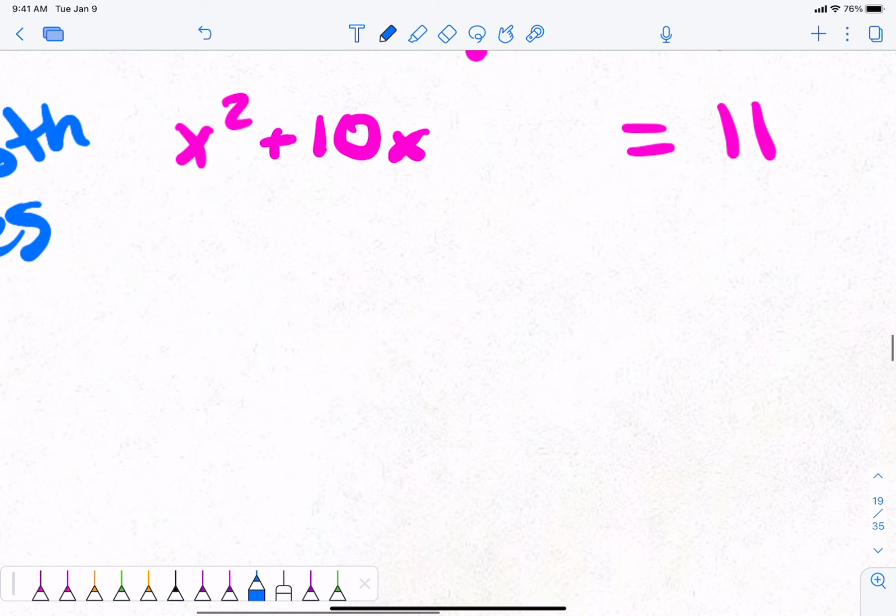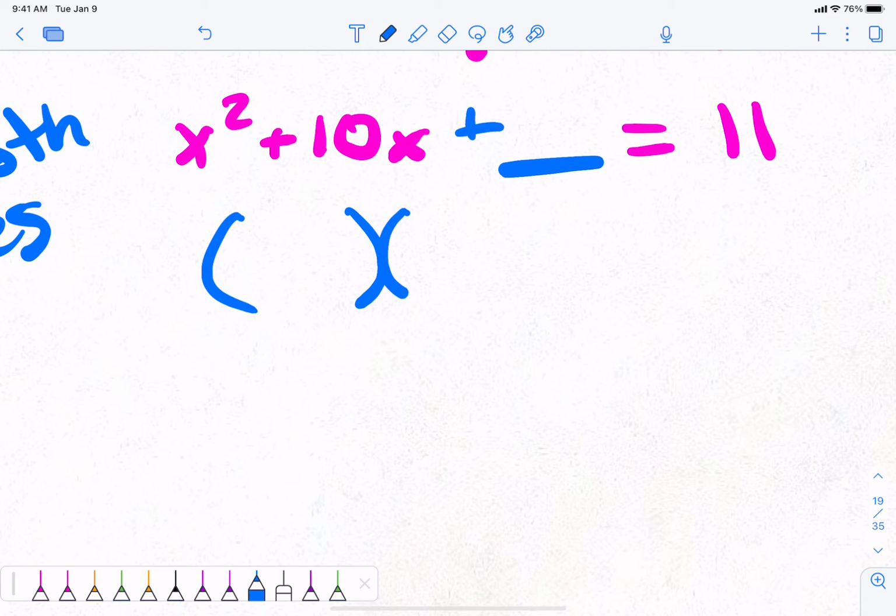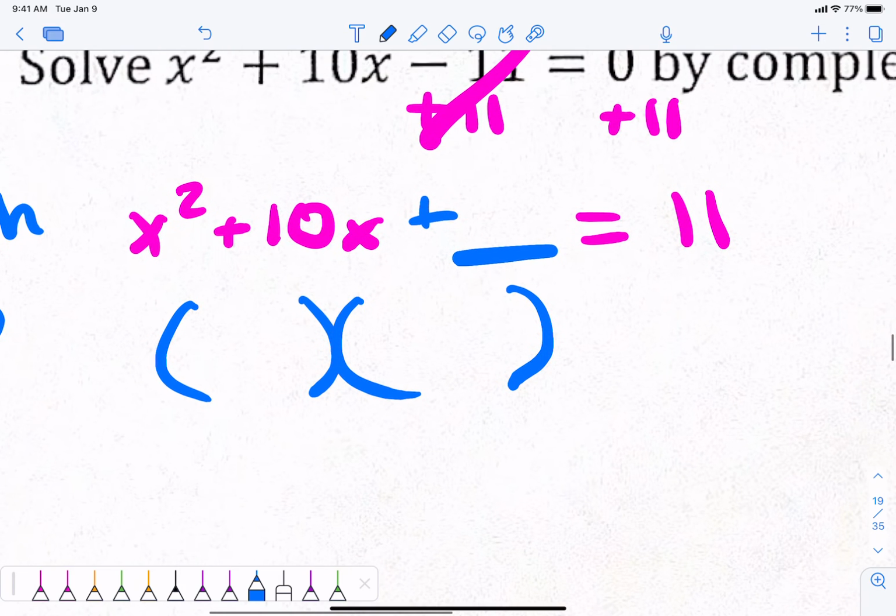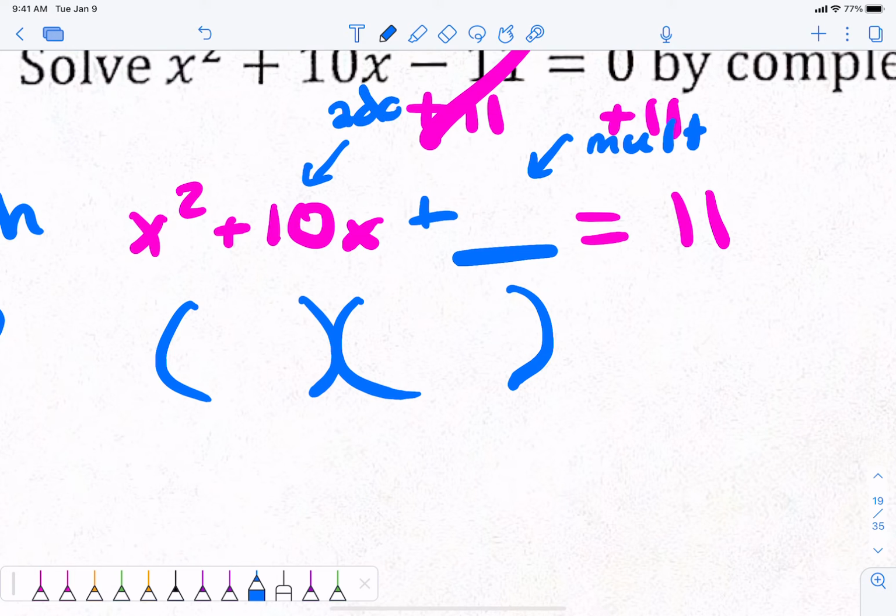Okay, so now hold on. Not quite, Josie. Hold on just a second. We want to figure out what this C value is right here, what we're adding to both sides. So I'm going to break it down. I don't know what C is, but I do know that the two numbers multiplied together have to give me C, and they have to add to be 10. So 10 could be 1 and 9 or 2 and 8, but it has to be the same number. So it has to be 5 and 5.